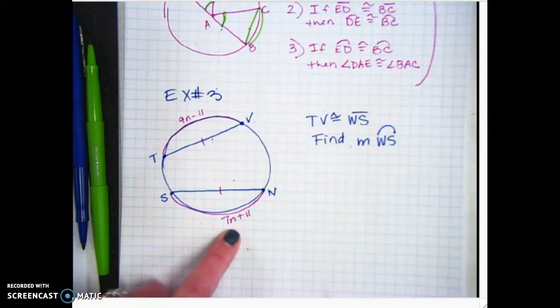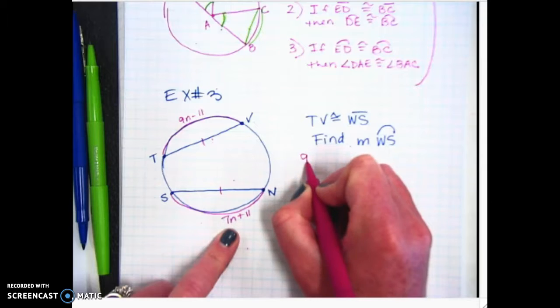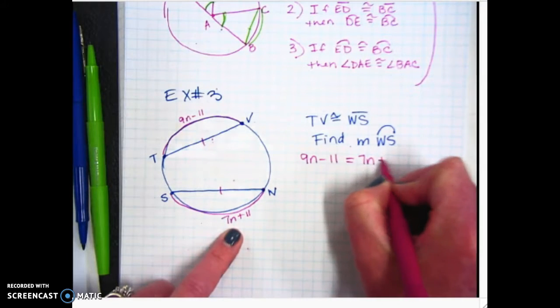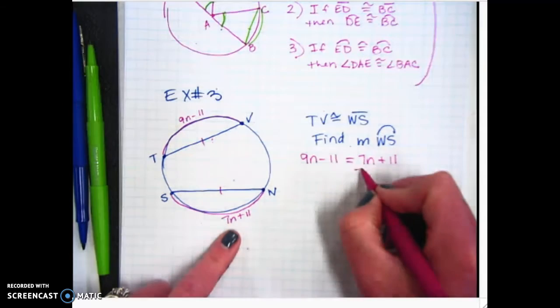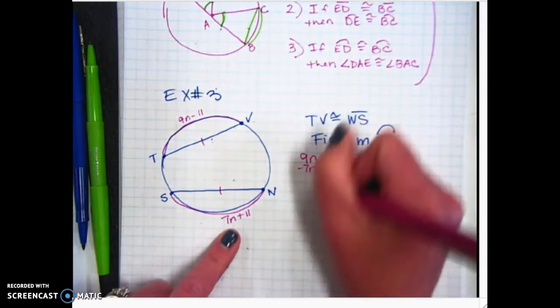When we have an algebraic expression and an algebraic expression, we just say that they're equal. We say 9n minus 11 is equal to 7n plus 11, and then we just solve it algebraically. So I'm going to subtract 7n from both sides. In the same step, I can also add 11.